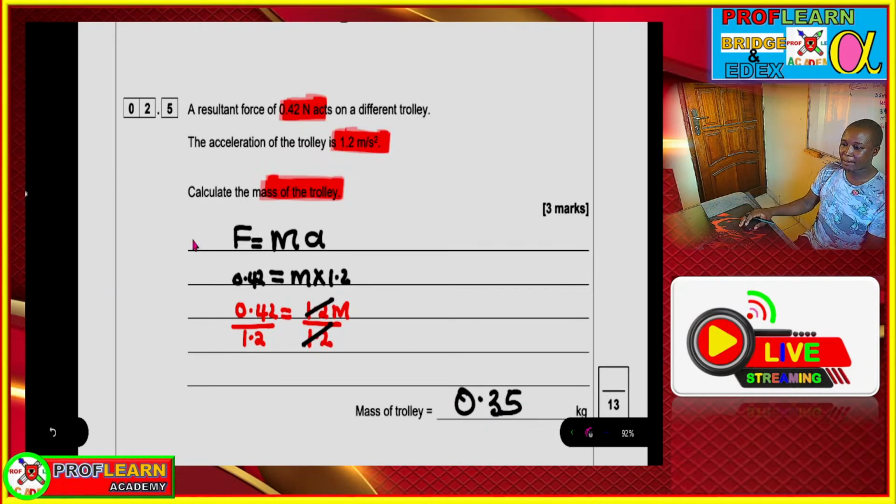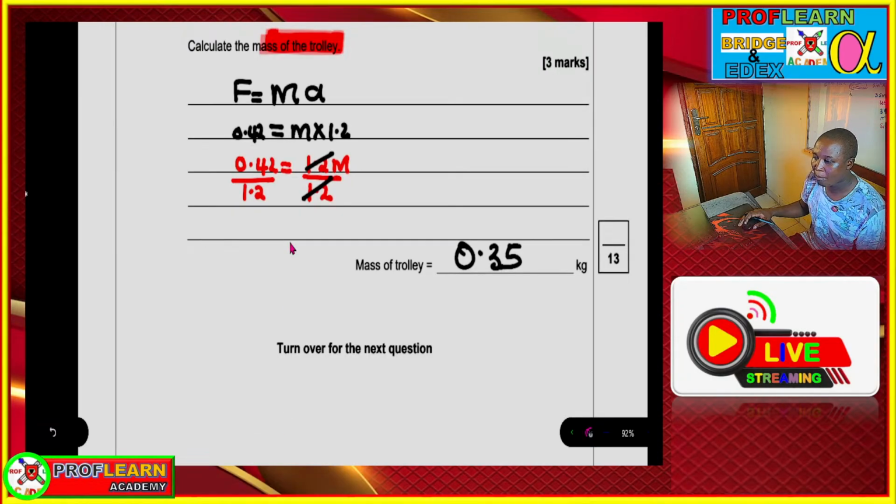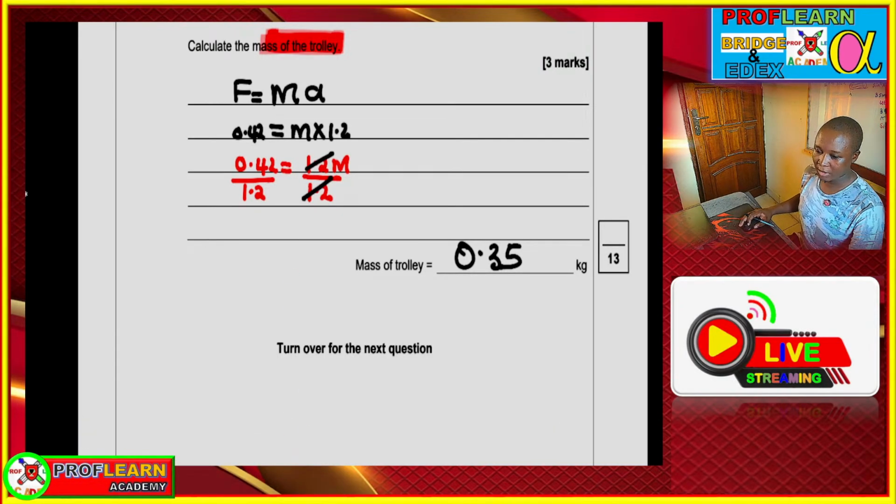0.35 as the mass of this particular object.